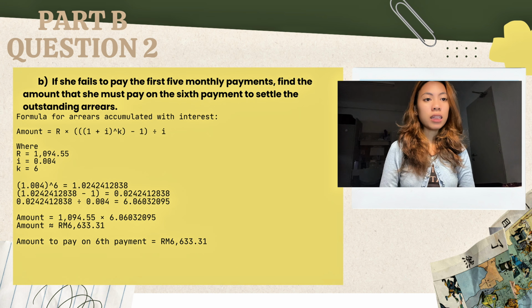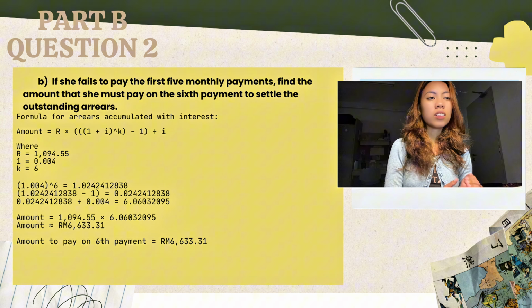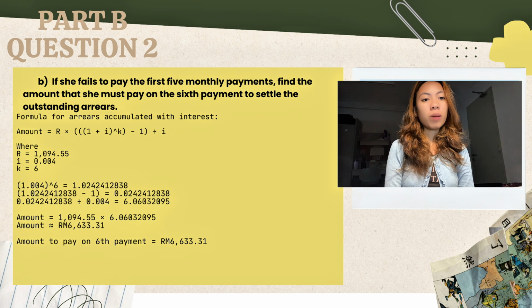Multiplying this factor by the monthly payment, we get 1,094.55 ringgit times 6.06032094 equals 6,633.31 ringgit. This means that in the 6th month, Alicia must pay 6,633.31 ringgit to cover all 5 missed payments along with the accumulated interest.